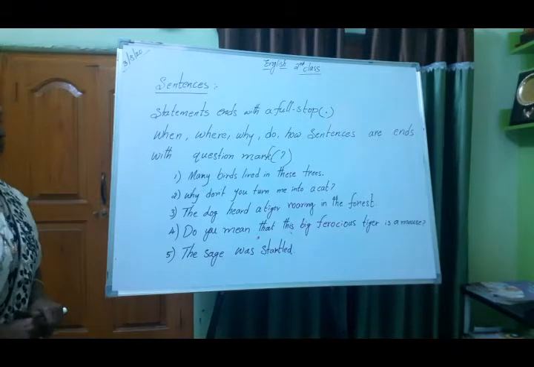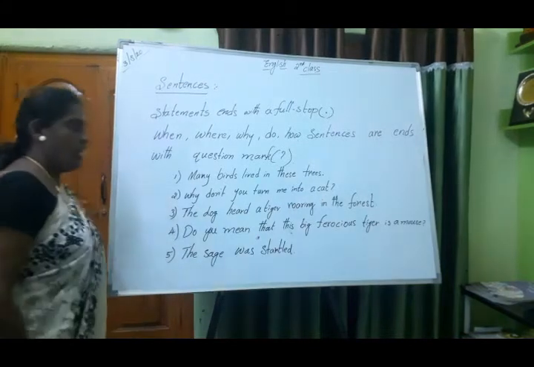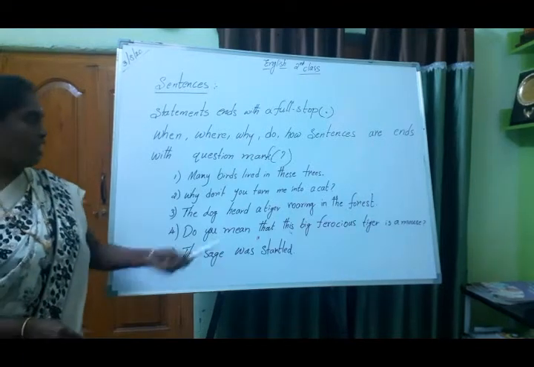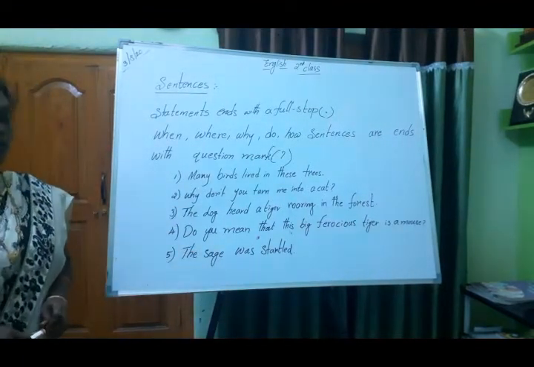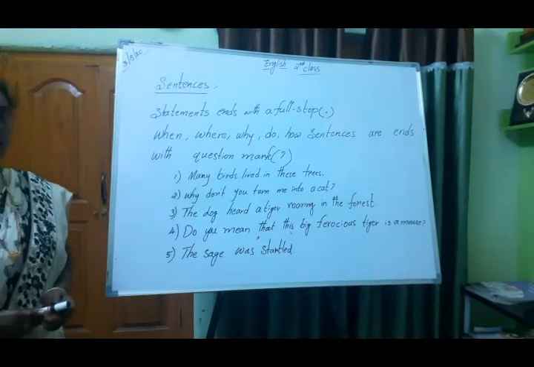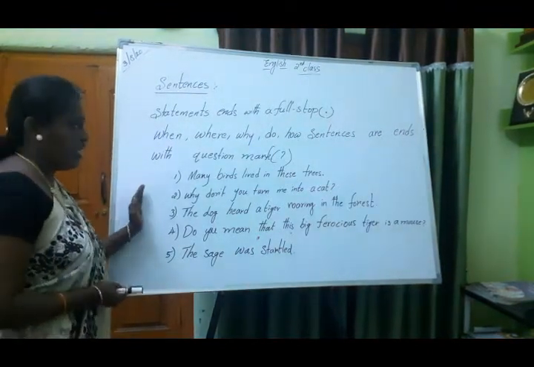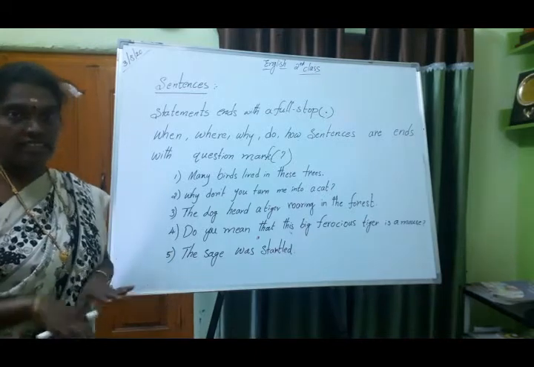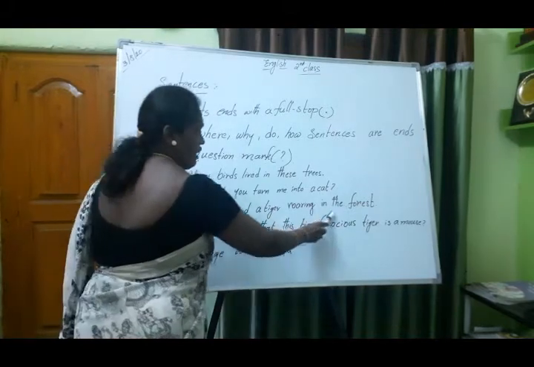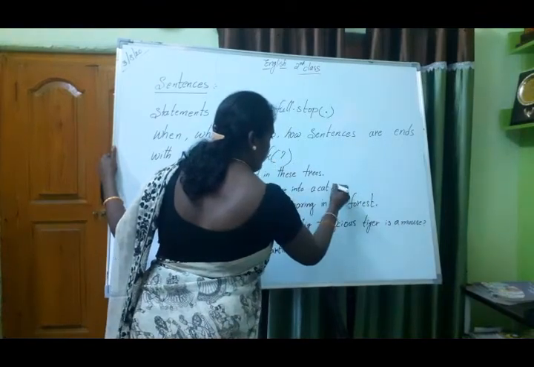The third sentence is: The dog heard a tiger roaring in the forest. This is the statement. Yes children, this is the statement, no? The dog heard a roaring sound. You are listening to my class. I am teaching a class for you. These are all statement sentences. So we have to end this sentence with a full stop. Here we are given the question mark.